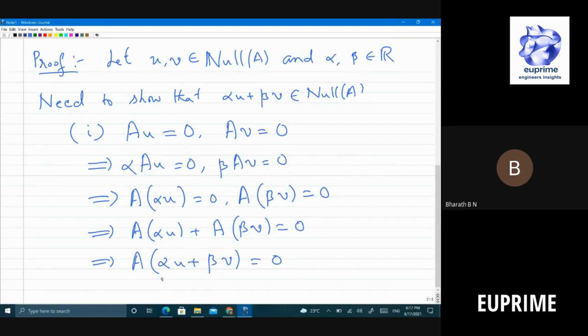That means, well, this is also a vector, right? Do you agree? This definitely belongs to Rn. It's an n length vector, so this definitely belongs to Rn. Now I'm saying it is that vector which gets mapped to 0, right? So what does that mean? This is easy, right? It belongs to null of A. So null space is a subspace. Okay, this is something that you should always keep in mind. Is that clear? Any questions?